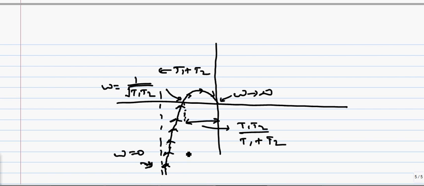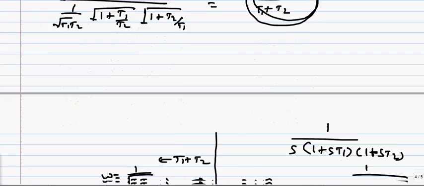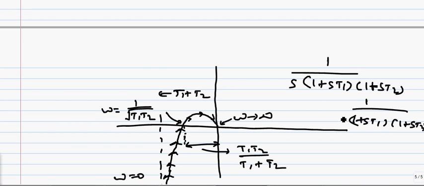This is the polar plot for a function which has a pole at the origin and two simple poles, 1 plus st1 and 1 plus st2. So this is the polar plot. We have seen a polar plot for a function which just has two simple poles in the previous videos. So at the end of these polar plots, we will see how it is going to be affected if we introduce this pole at the origin. We'll see this when we complete polar plots.